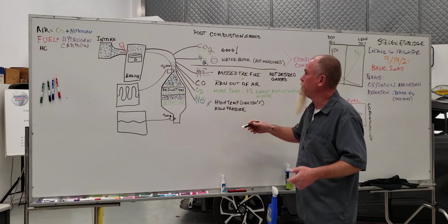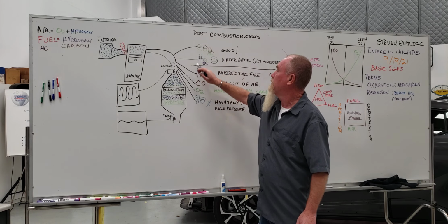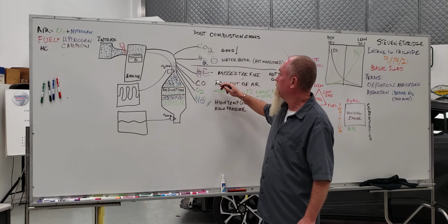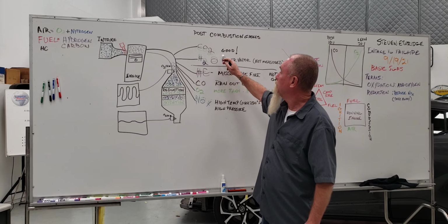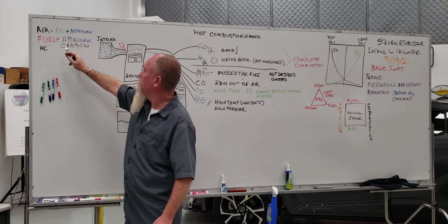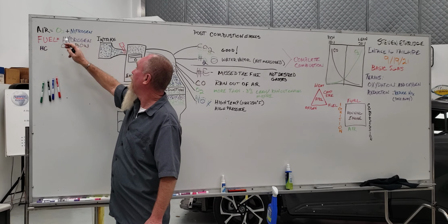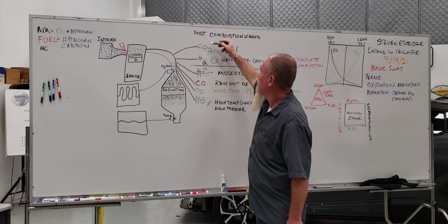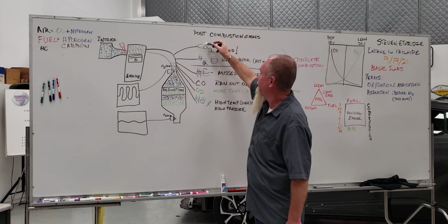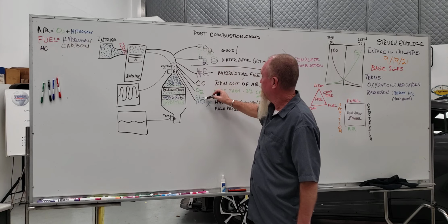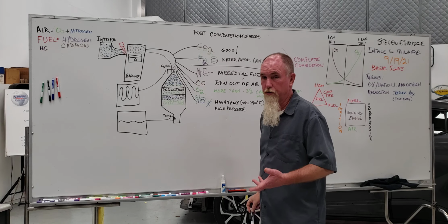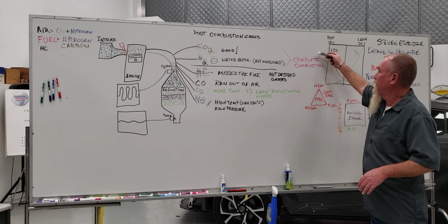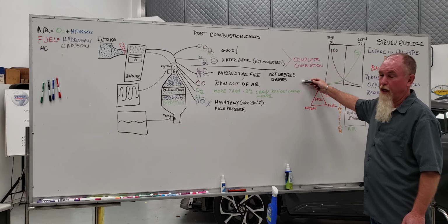Now, if you notice that the C, the O, the H, the N are all right here. O, N, H, C. What are you getting out? O, H, C, N. Now usually the nitrogen will pass straight through and not have a problem, but you're going to have complete combustion or not desired gases.